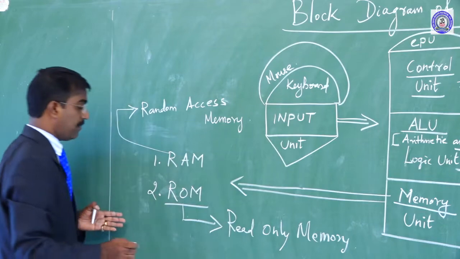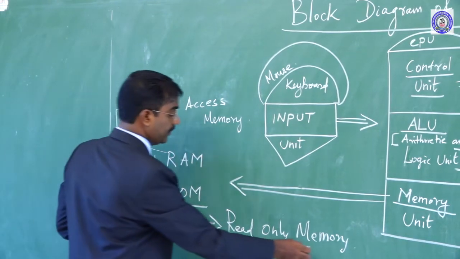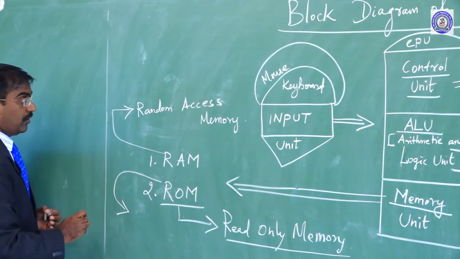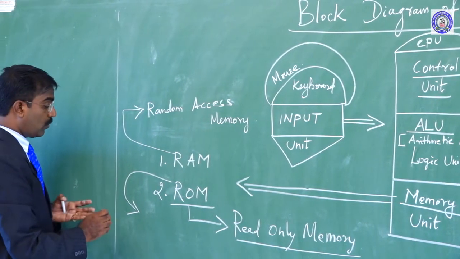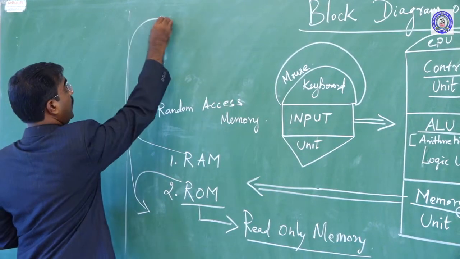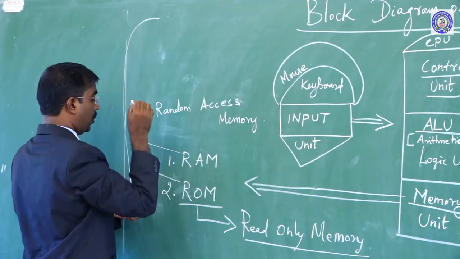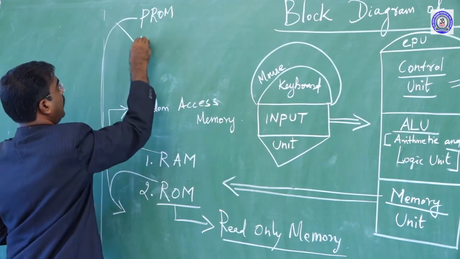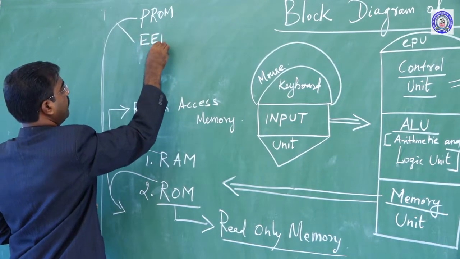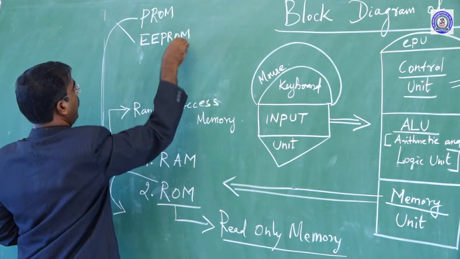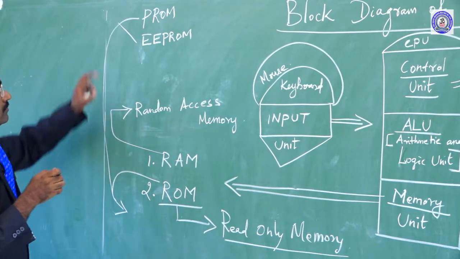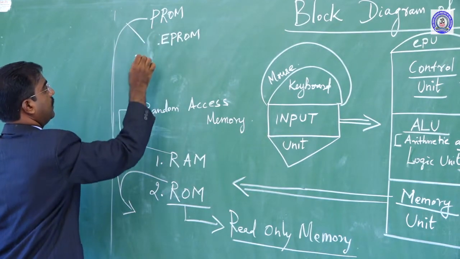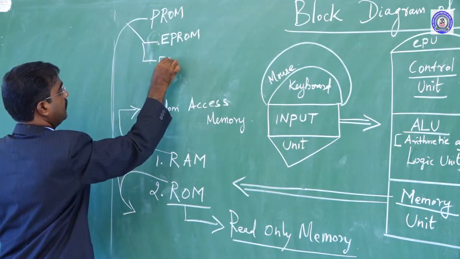In this read only memory, many types are there. What are they? One by one. First one is ROM, and then PROM, and then EEPROM, and then EPROM. Sorry, here the first one is PROM, then EPROM, and then EEPROM.